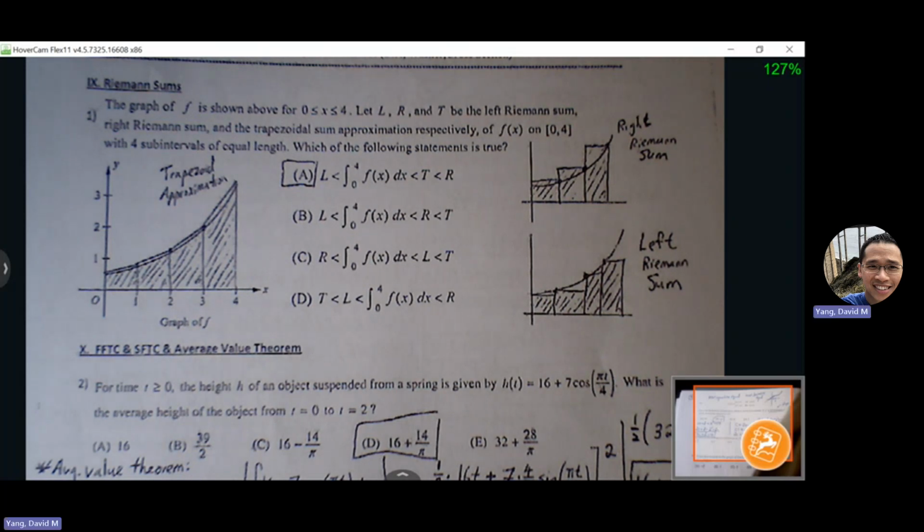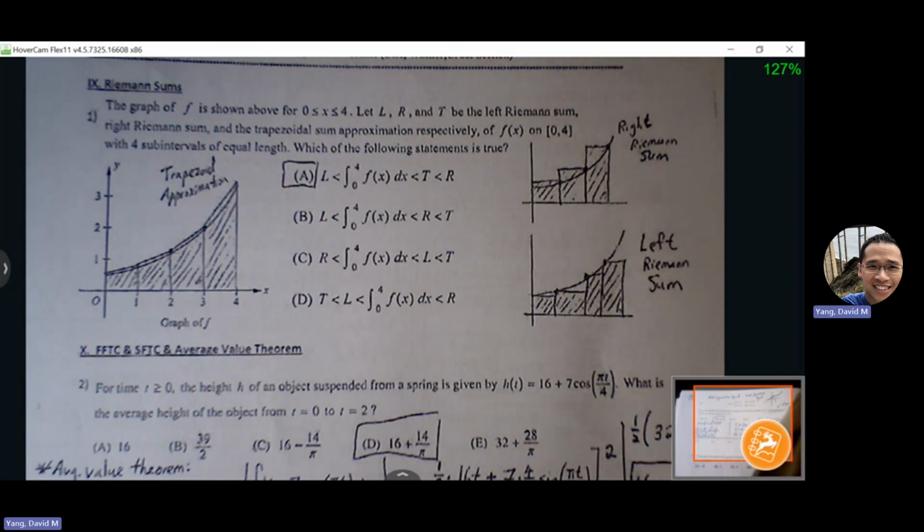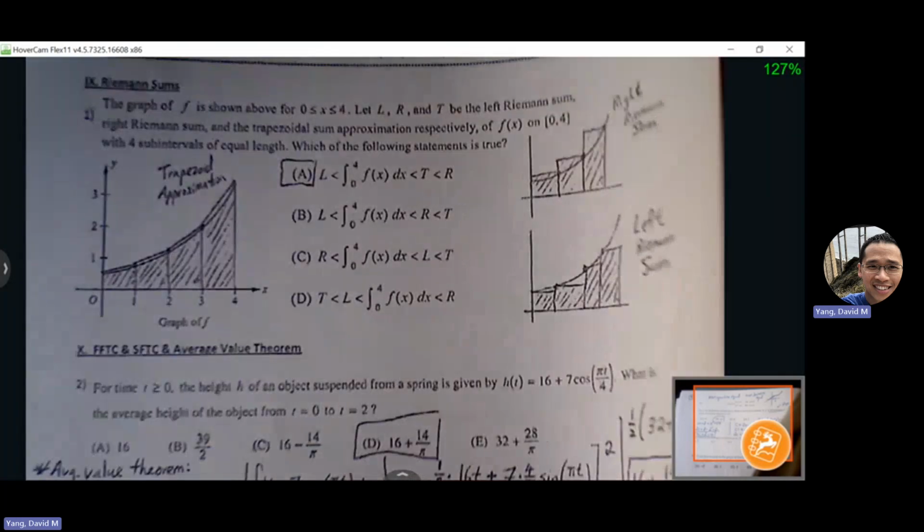Okay, so if you've finished 1 through 8, then today you're going to be working on pages 9 through 16.